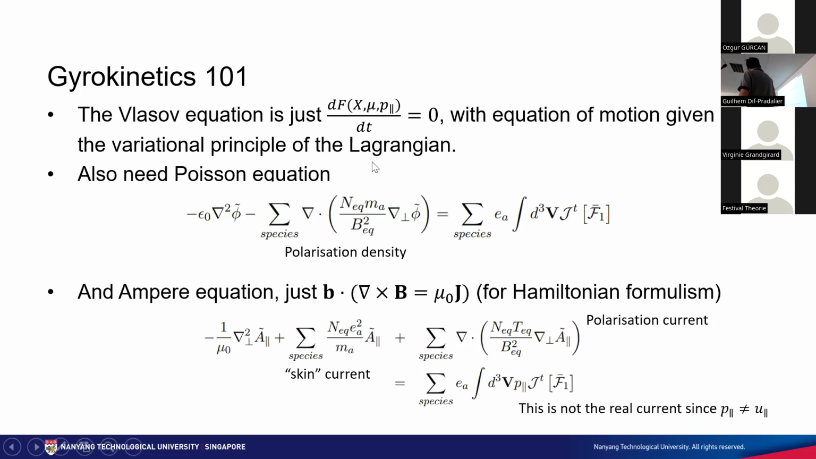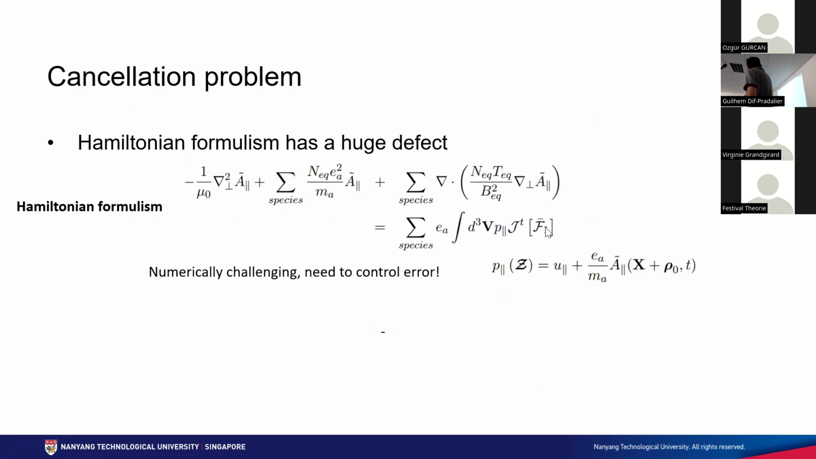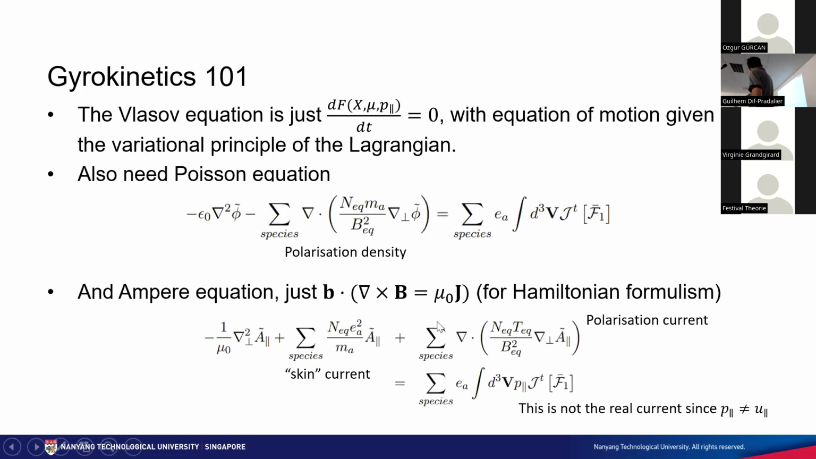However, we also need the two equations for the field to close the problem. The Poisson equation would just be the quasi-neutrality in this case. If you don't look at this first term, then you would just have quasi-neutrality: the charge density being 0, which includes the guiding center part and also the polarization density. So this is pretty standard.